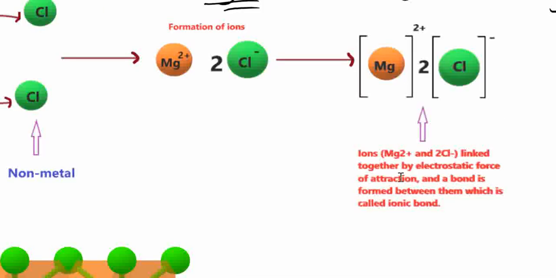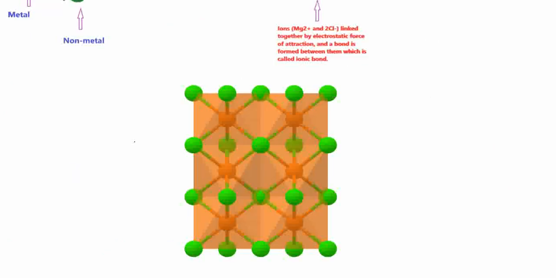We see that ions Mg2+ and Cl- are linked together by electrostatic forces of attraction, since positive and negative ions attract one another and a bond is formed between them, which is called an ionic bond. And this is what the structure of MgCl2 looks like. There we go. So let's sum up all about ionic bonds.